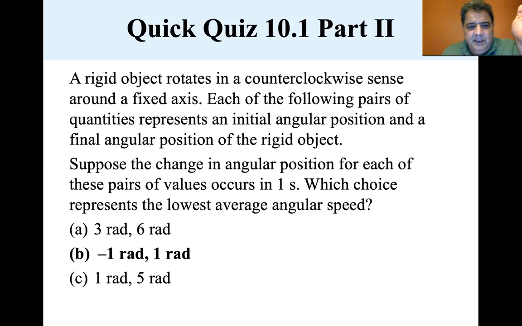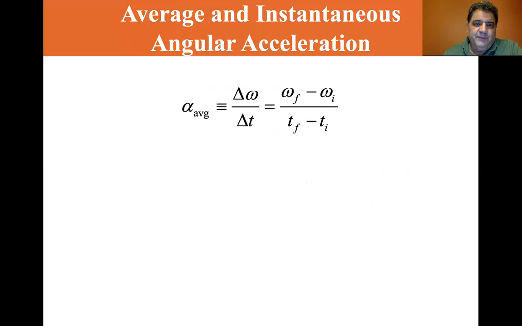And sure enough, it's the minus 1 radian and 1 radian, because that's 2 radians for the 1 second. The first one is 3 radians per second. The C is 4 radians per second. So 2 radians per second is the shortest of all of those.